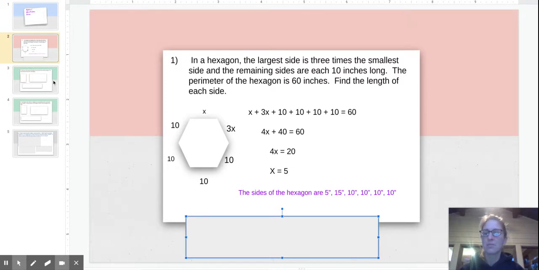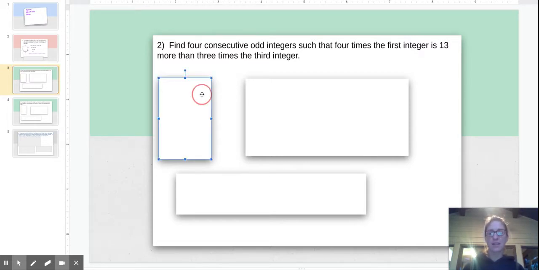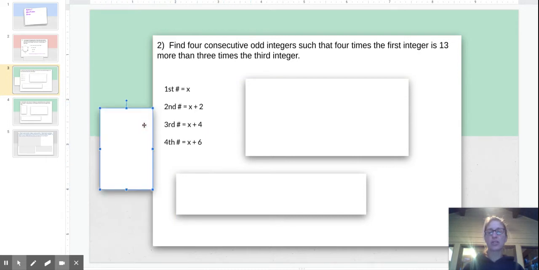Okay. Number three, slide three, number 2. So consecutive integer problems. So we have find 4 consecutive odd integers. So again, every time we have these problems, we have one of two setups. If the word odd or even is not there, then we're going to have x, x plus 1, x plus 2, x plus 3, and just go up. If the word odd or even is there, we're going to have x, and then x plus 2, x plus 4, x plus 6, and so on.